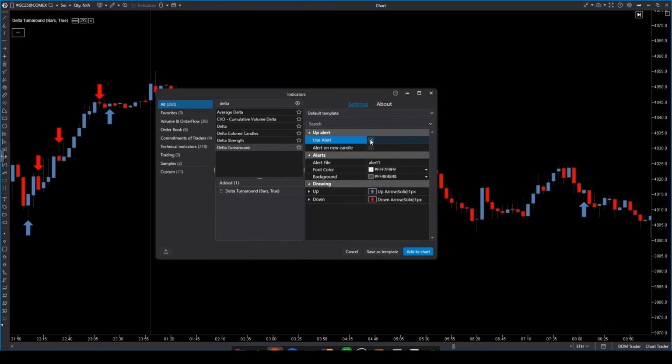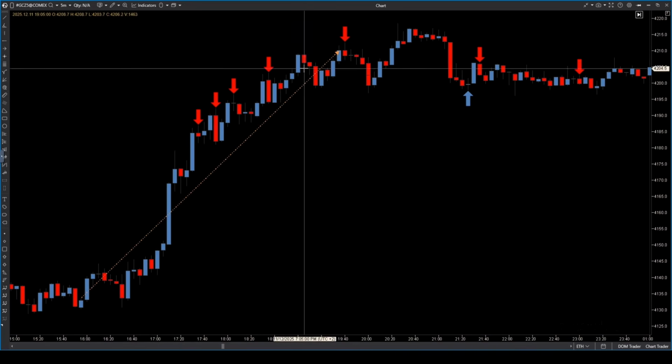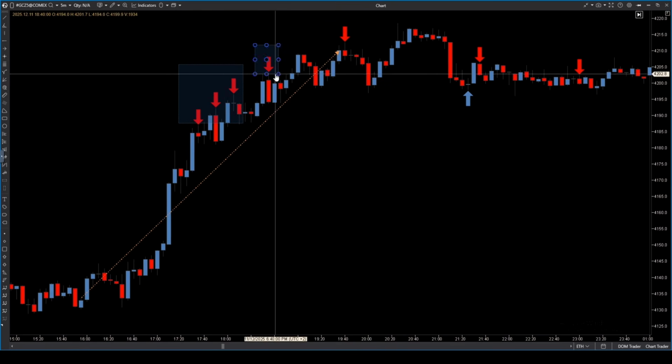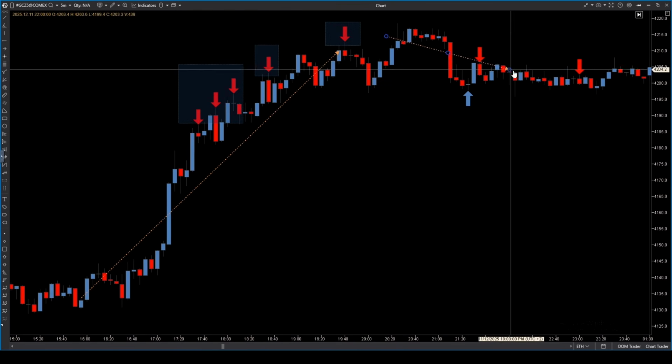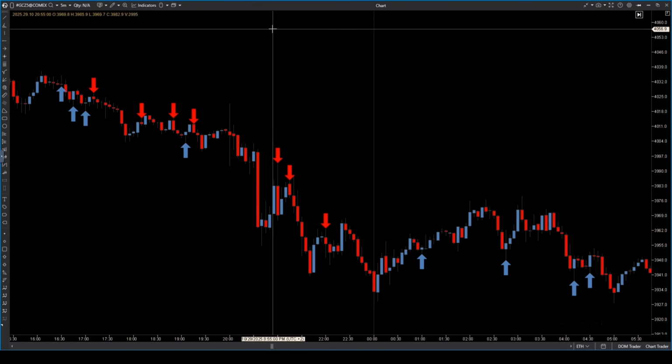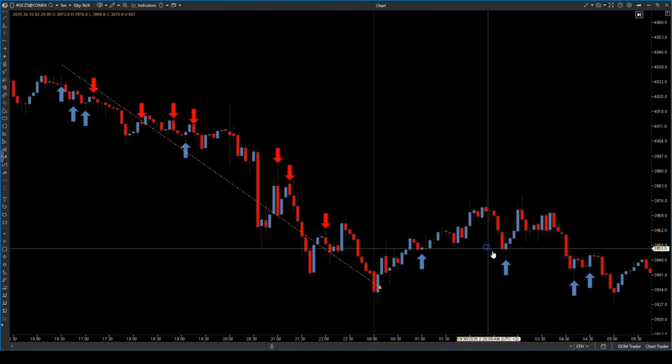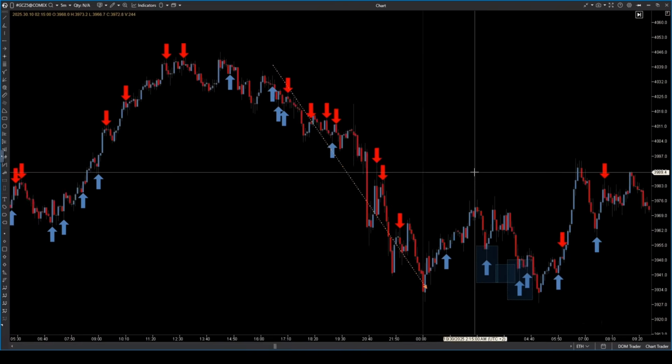Delta turnaround is a minimalist indicator. Its strength lies in its simplicity. The main settings relate to the alert system, which ensures you won't miss an important signal, and to color customization. Delta turnaround patterns help traders identify moments when buyers are losing strength after a prolonged rally, or conversely, to spot points of seller exhaustion after a decline.